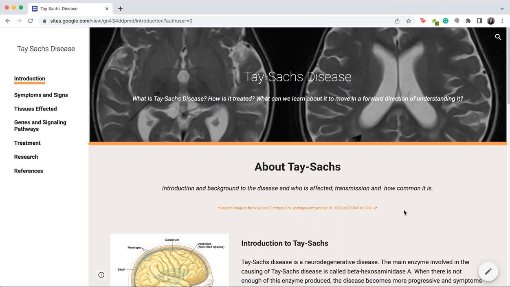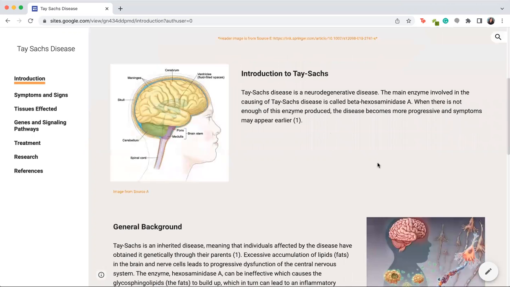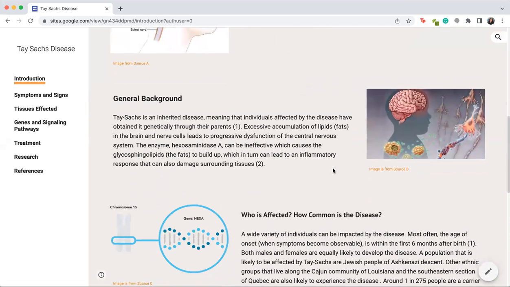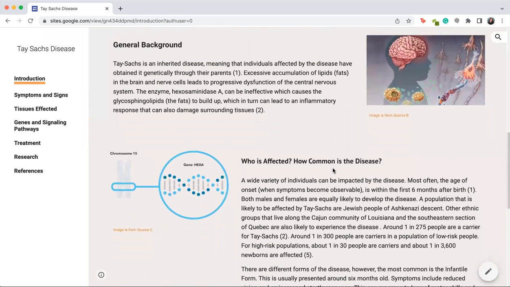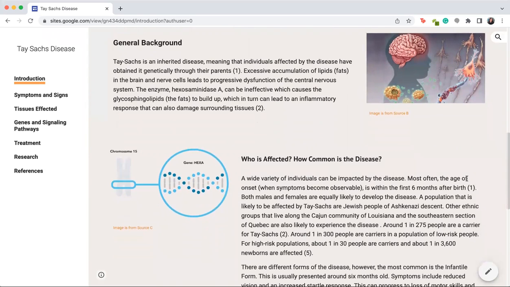So I'm starting out here on my introduction page, introducing Tay-Sachs disease, which is the disorder that I chose to learn about for this project. It is neurodegenerative and the enzyme that is involved is beta hexosaminidase, also called HEXA. I talk about that throughout the whole website, covering the general background, how it is inherited, and what it is caused by, which is excessive accumulation of lipids.